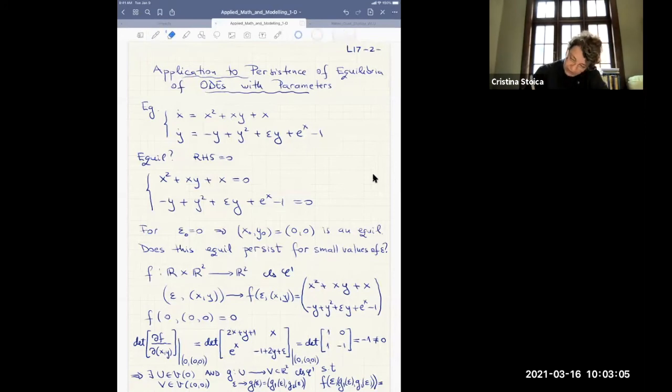So in other words, the equilibrium persists. Yes, the equilibrium persists. And this is because the implicit function theorem applies in this case. We have the rank condition that I'm going to write.